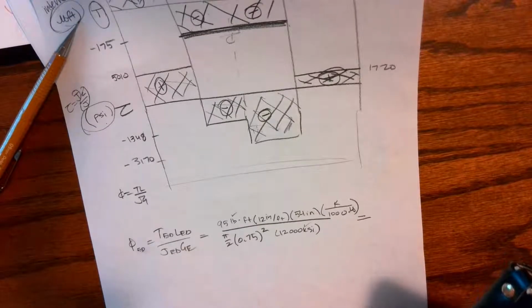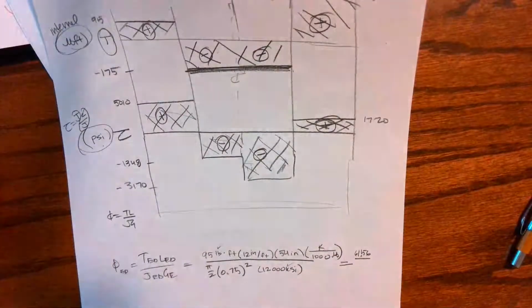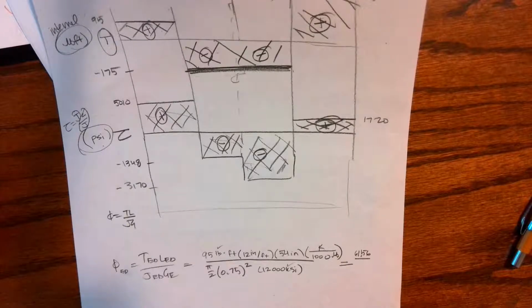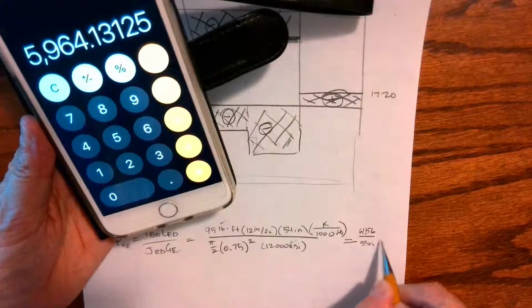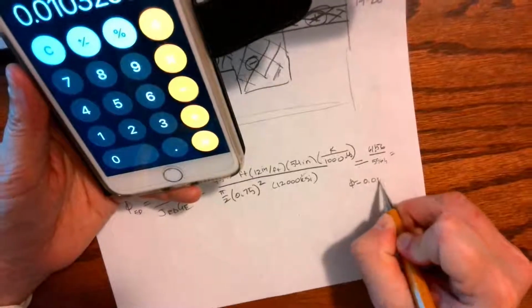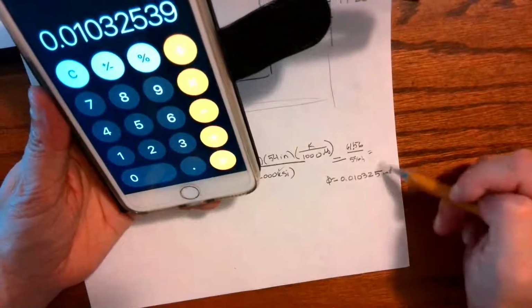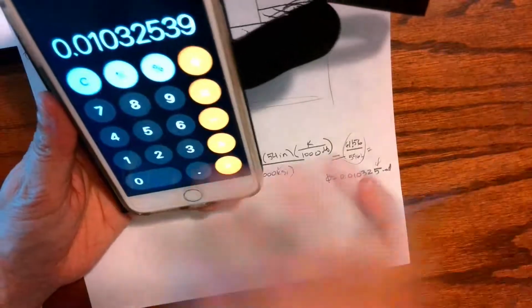95 times 12 times 54 divided by 1,000, and I get 61.56 on the top. And then on the bottom, I'm going to have 3.1416 divided by 2 times 0.75 to the fourth times 12,000 equals, I get 5.964 on the bottom, so we get 61.56 divided by 5.964, and I get an angle of twist of 0.010325 radians. And I think that my rounding is going to be off because of the way I did this. So you may end up with a different number if you're carrying your numbers through.